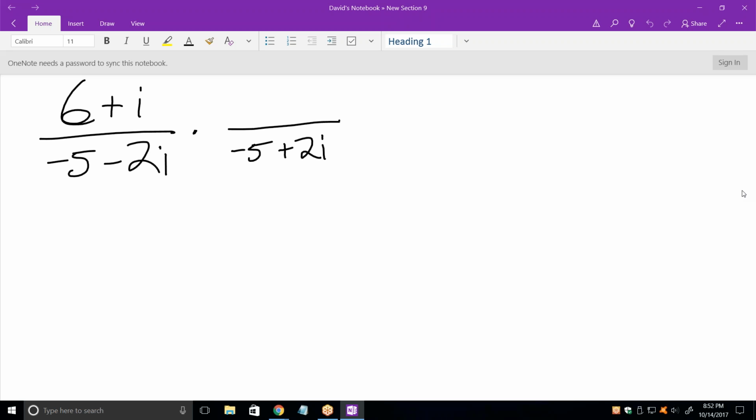Since I have to multiply the bottom by that, I've got to multiply the top by it also. Remember, I can only multiply a fraction by the number 1. That's the number 1.